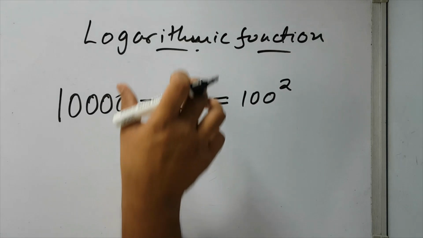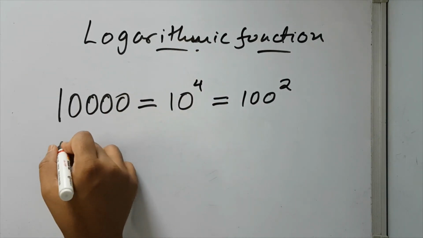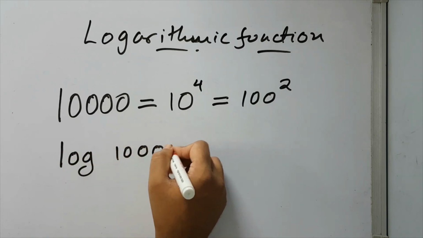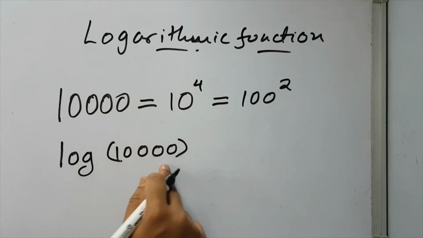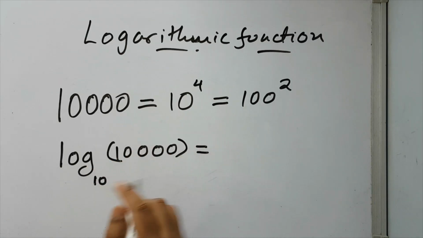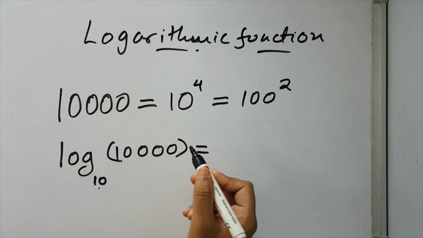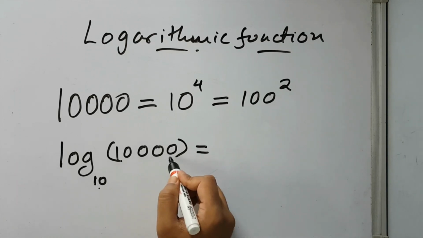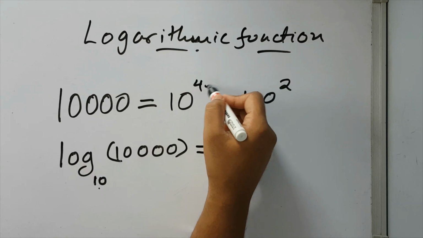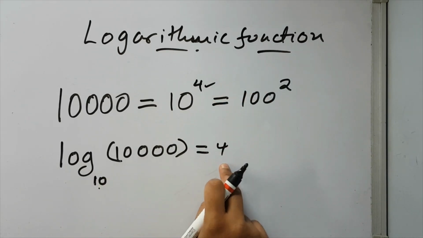Now, what exactly is logarithm? When I write log of 10,000 to the base 10, the question you need to ask is: 10 raised to what number will give you 10,000? The answer is 4. So log of 10,000 to the base 10 is 4.